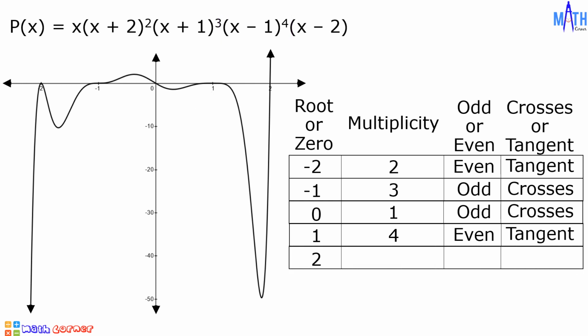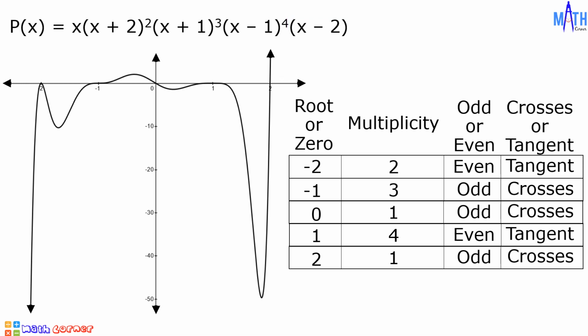Next is positive 2. The corresponding factor of 2 is x minus 2. X minus 2 appears once. The multiplicity is 1. It is odd multiplicity. The graph crosses at (2, 0).